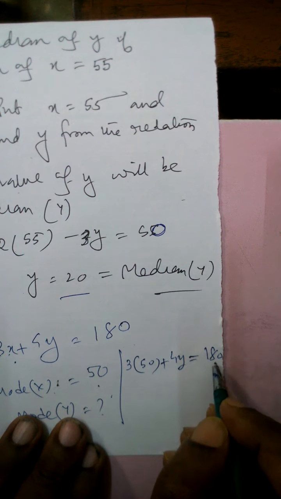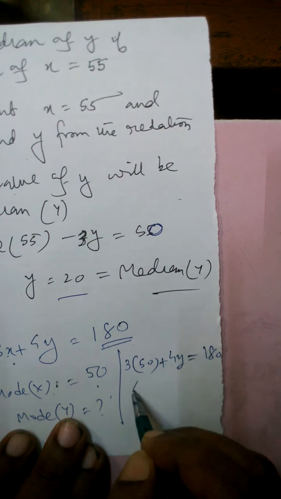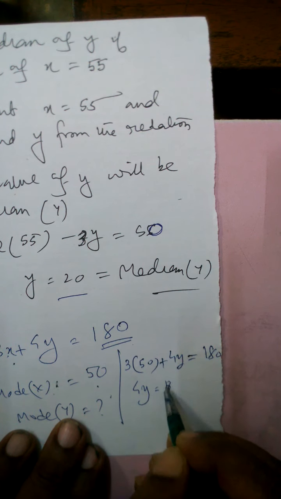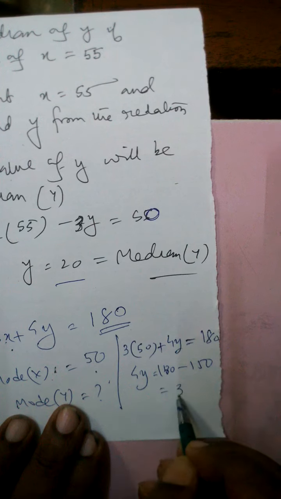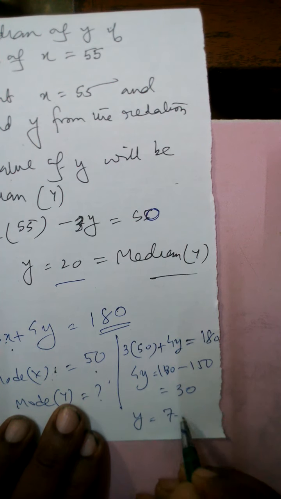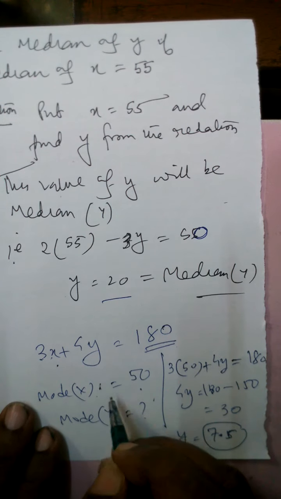This is 180, I made a mistake, 180, and that side is 150. So 4y is equal to 180 minus 150, that means 30. So what is the value of y? 7.5. So y value is 7.5. But actually what is x?